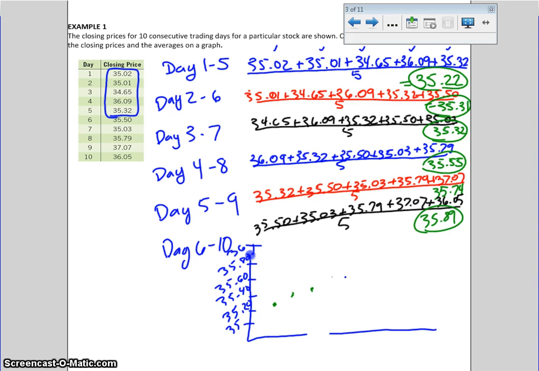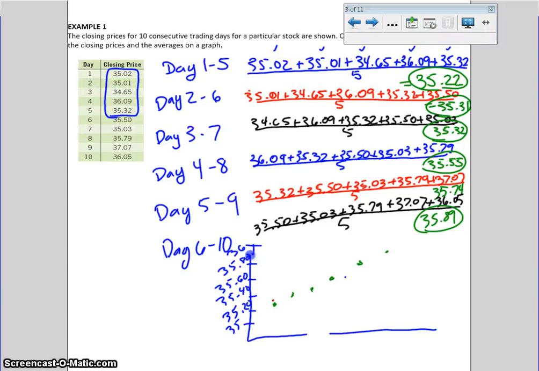35.55 is going to come up here. 35.74 goes up even further. And then we end up at 35.89. Now, what this does, anytime the stocks trade, it actually changes the price of the stocks. Not by a lot, but just a little bit.